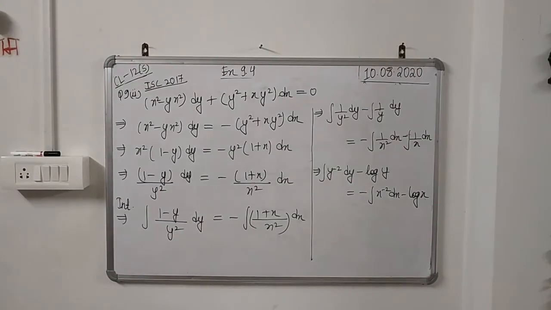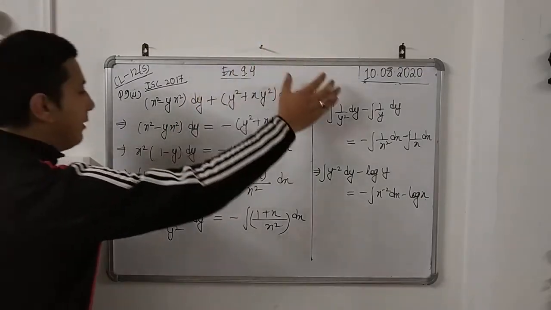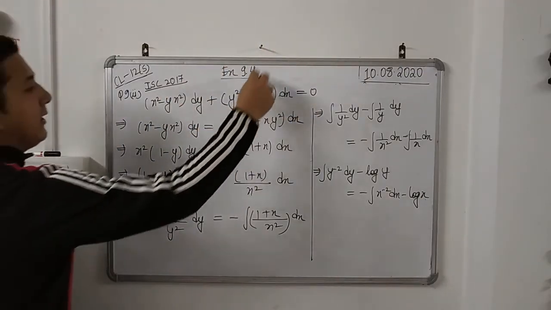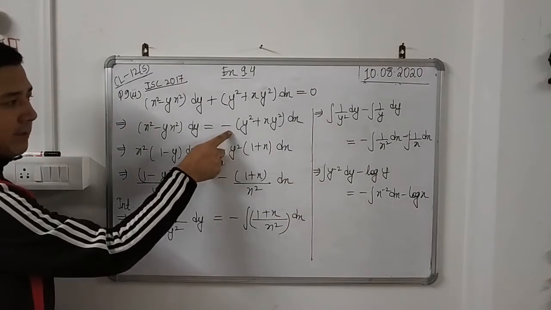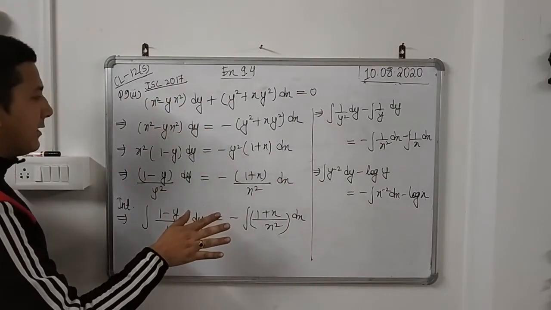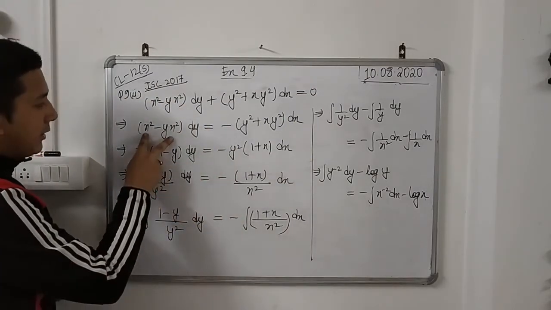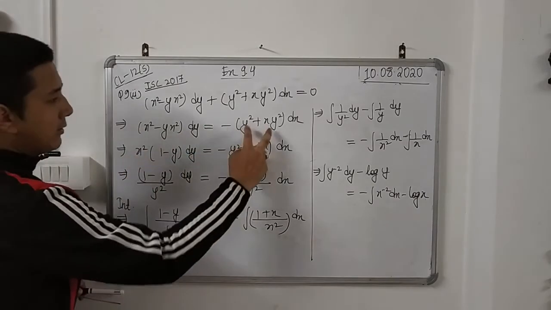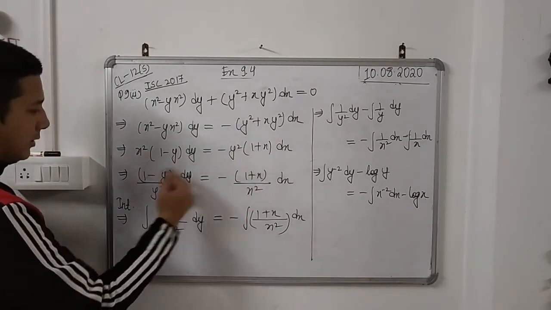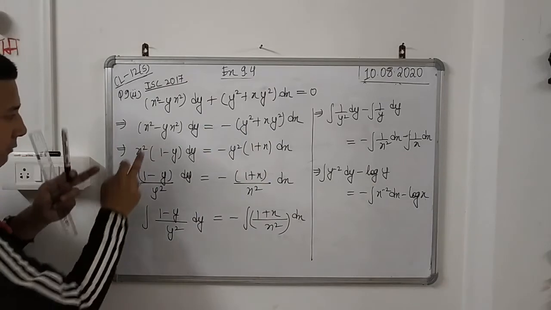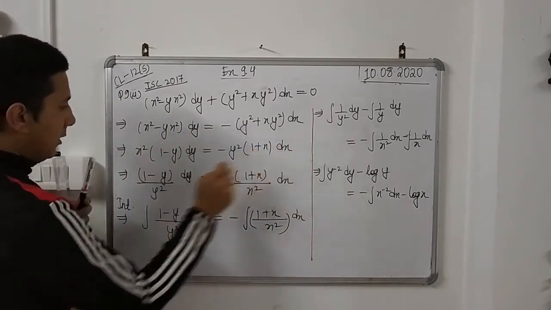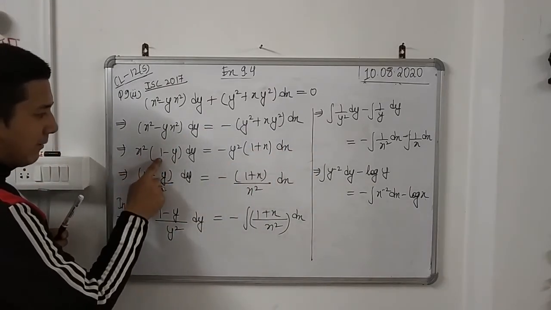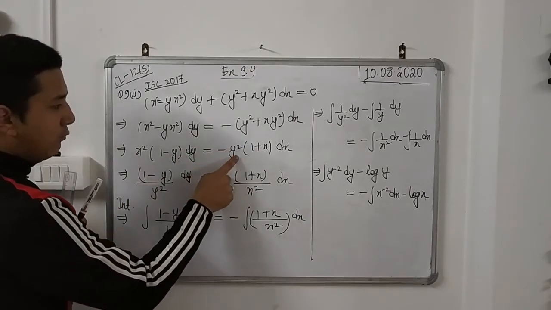Alright, so the last question for the day is question number 9 part 2, which is ISC 2017, a very important type of question. So again, a similar type of question given to us. So take it to the right hand side, it becomes minus, and after you take it to the right hand side, see what is the common. Here x squared is common and here y squared is common. So please take the common terms. The moment you do that, now you can see here it is x squared (1 minus y) dy, here it is y squared (1 plus x) dx.